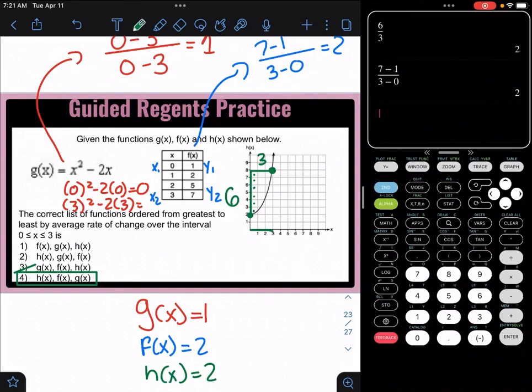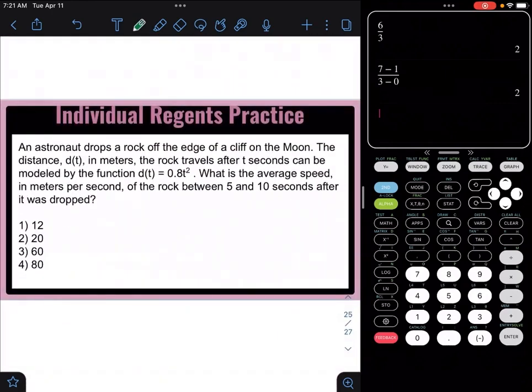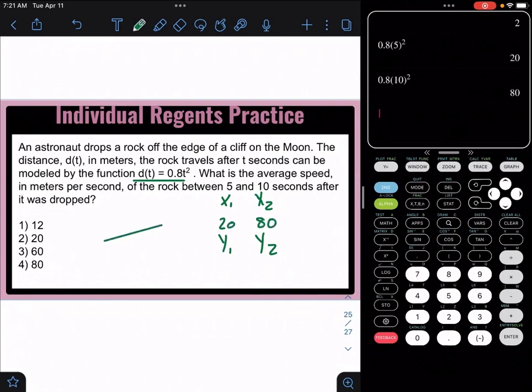All right. Let's look at this one. An astronaut drops a rock off the edge of a cliff. The distance is modeled by this, and they want to know from 5 to 10 seconds. So this is our x1 and our x2, but now we need a y1 and a y2. In order to figure that out, we are going to plug in 5 to the equation, and then we are going to also plug in 10 into the equation. And we would get 20 and 80. And let's use this to set up our slope formula. 80 minus 20 over 10 minus 5. And that gives us 12.